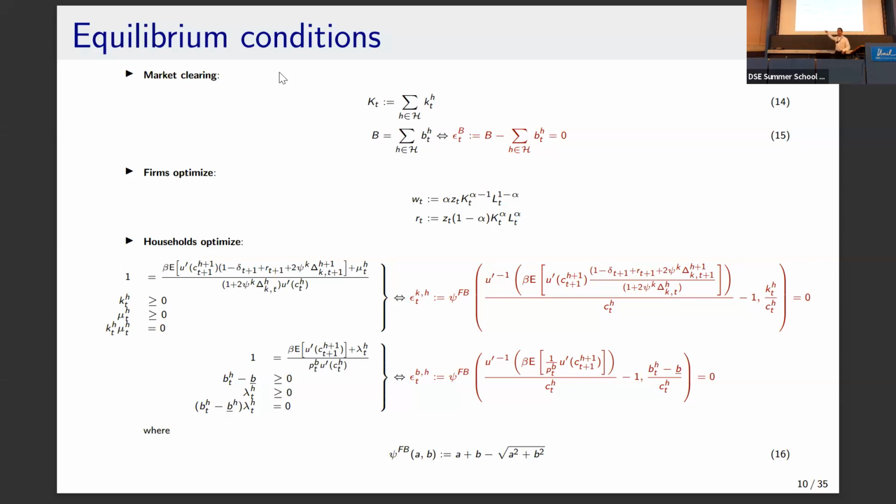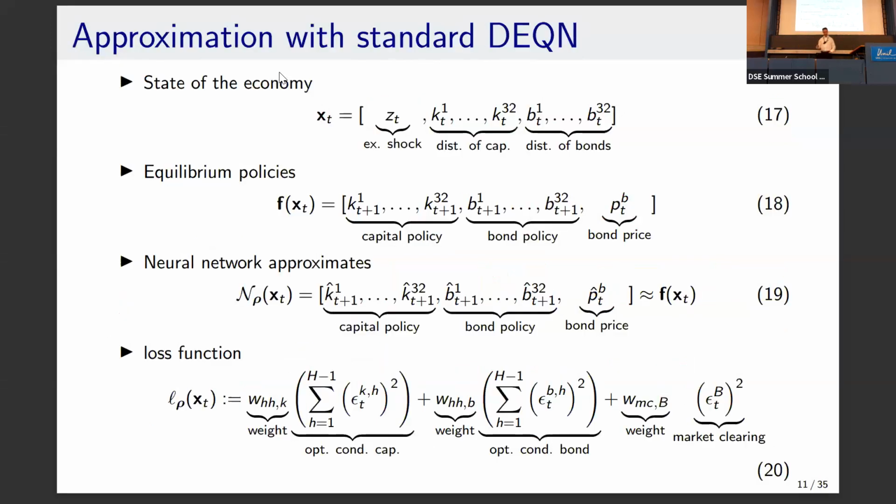So this is the simple model. And actually, you may realize that now it's a simple model. It's also because of all the progress we made, because this still has 32 times 2 dimensional state space with aggregate shocks. And a while ago, this was not a simple model.